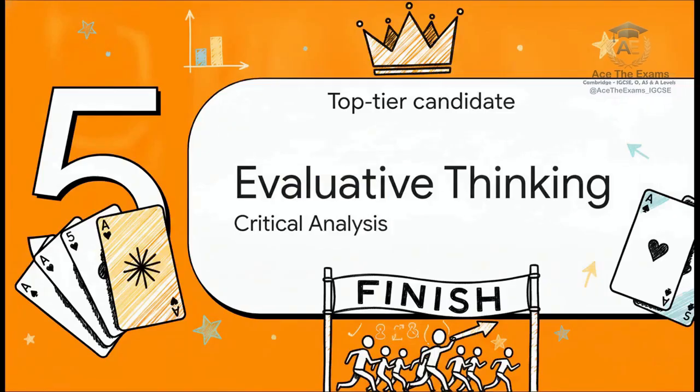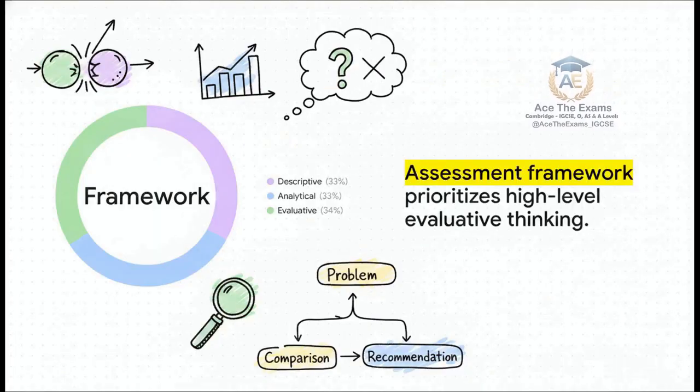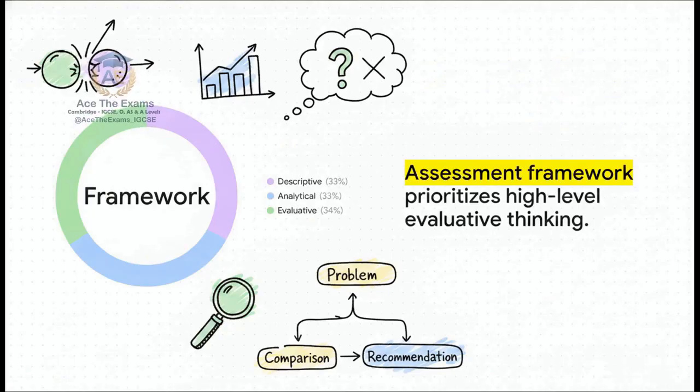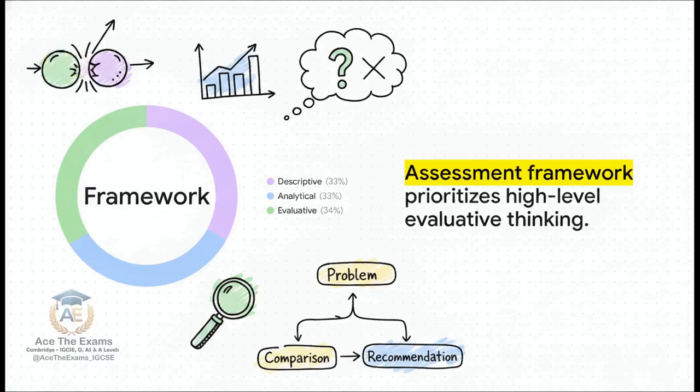Let's move to our final section, Section 5, Evaluative Thinking. This is where we build the ultimate winning hand for top-tier candidates and finalize the complete mathematics answering system. To secure those very top grade boundaries, you must understand that the assessment framework is strictly split between descriptive, analytical, and highly crucial evaluative levels. Describing the problem only gets you the first 33%. Analyzing the data and running the calculations gets you the next 33%. But that final, vital slice, the evaluative level, is what higher order assessment objectives demand.